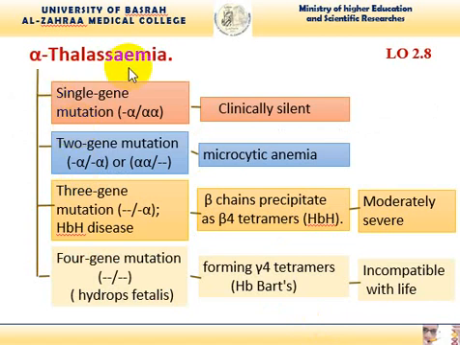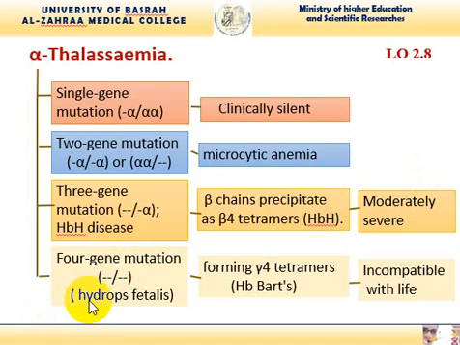Alpha thalassemia could be a single gene mutation, which is clinically silent, or 2 gene mutations, which lead to microcytic anemia, or 3 gene mutations, which lead to HbH disease. In this case, beta chains precipitate as beta-4 tetramers, which is HbH, and this leads to moderately severe alpha thalassemia. The last one is 4 gene mutation.